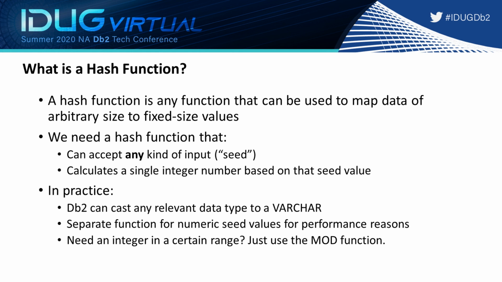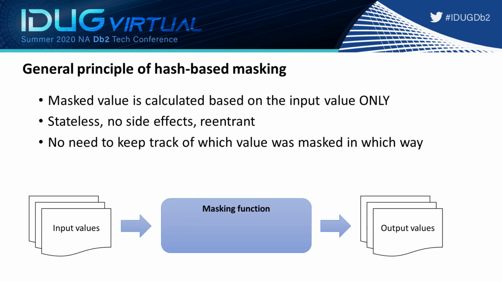Now, we will often have situations where we want the result of the hash function to be in a certain range because the positive 32-bit integers, which are the numbers from 1 to about 2 billion, are just too much to handle. But luckily, Db2 provides the mod function, so we can easily force our hash value to be in a certain range. What the mod function does is calculate a remainder. So if we have a very large number and we calculate that number mod 1000, the result will always be between 0 and 999, and that is incredibly useful.